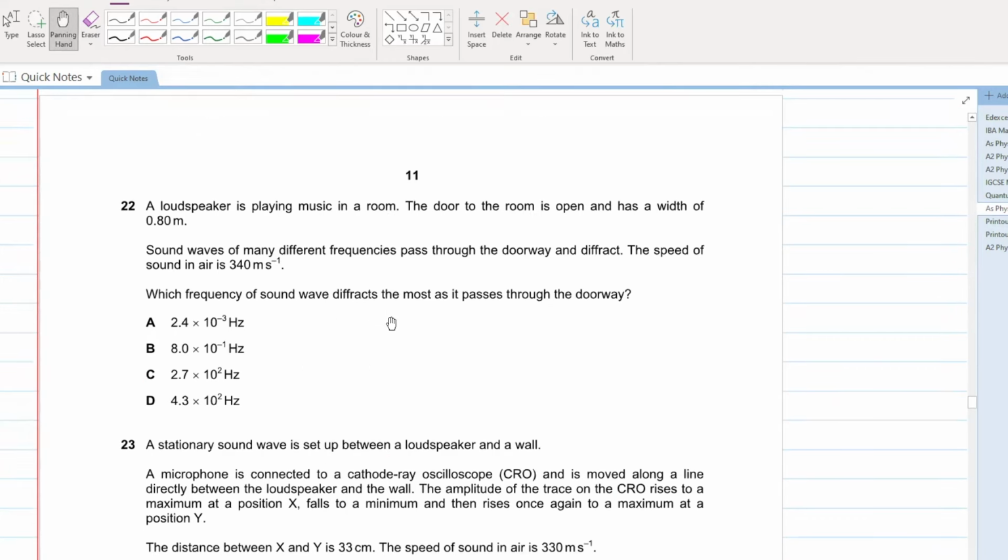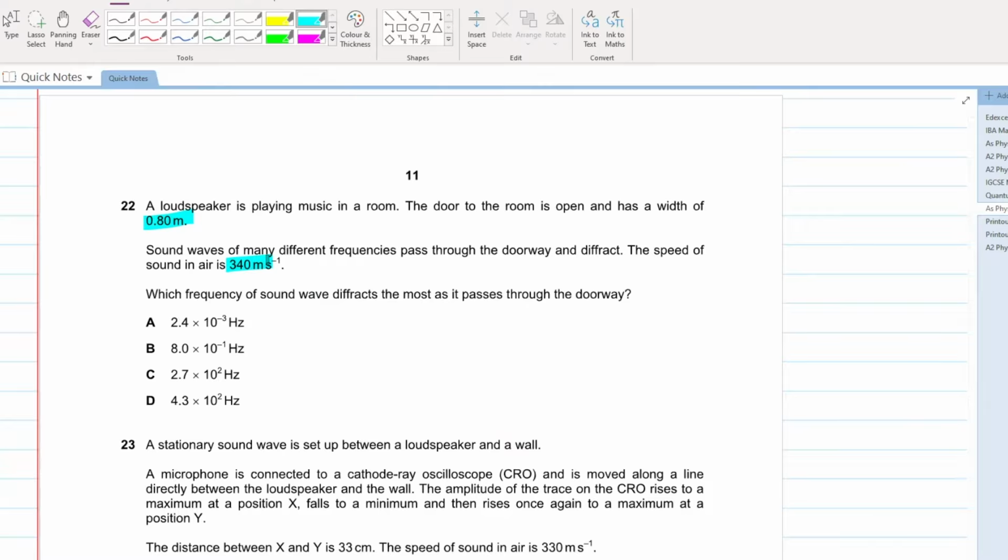A loudspeaker is playing music in a room. The door is open and has a width of this. Sounds of many different frequencies pass through the doorway and diffract. The sound has a speed of this in the air. Which frequency of sound wave diffracts the most?